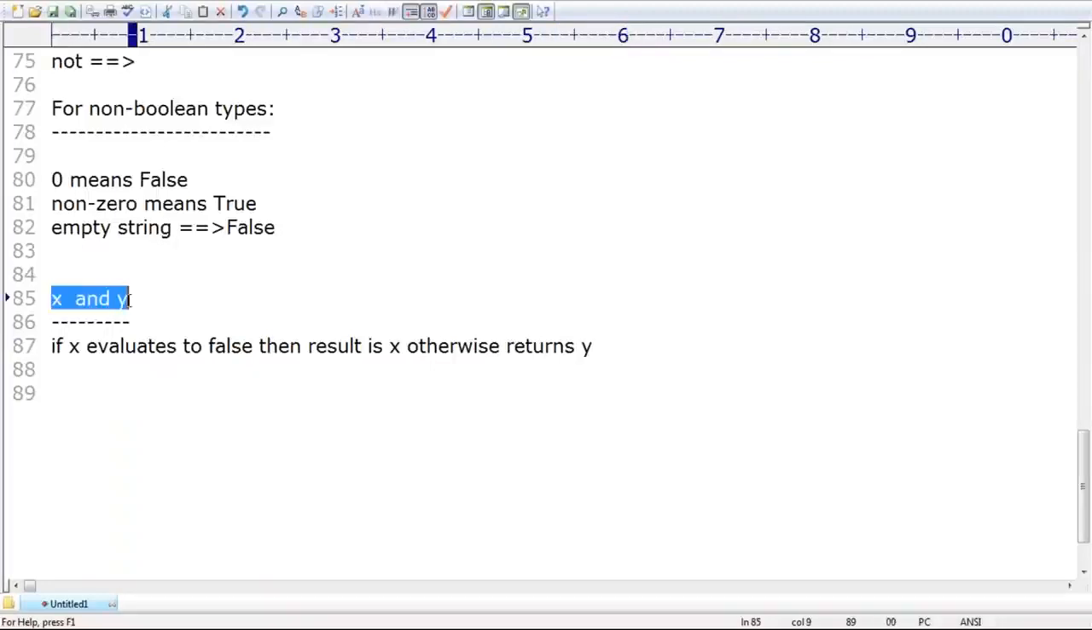If you are applying it to numbers, then the result is not true or false. The result is either x or y. So, very simple, the AND operator: first I compare the first one. How can you evaluate that the first one is false? I already told you: if the first one is 0, it means false. If the first one is an empty string, it is false.